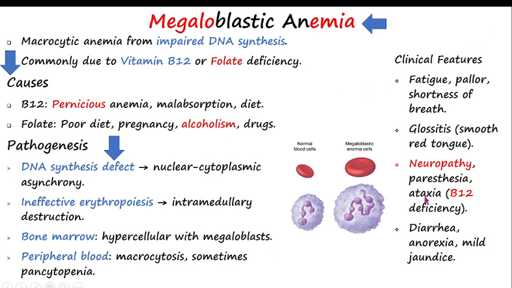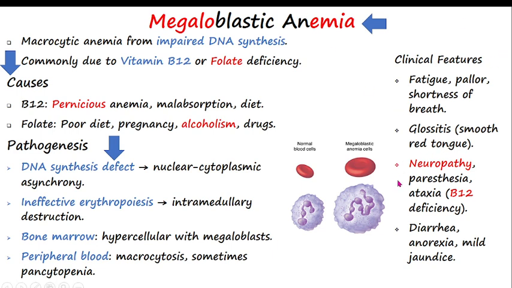Here there are some features like fatigue, pallor, and shortness of breath. These are common to all anemias. Glossitis can also be common, as we have seen in iron deficiency anemia. Also there is angular stomatitis.